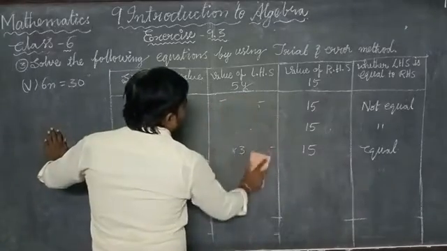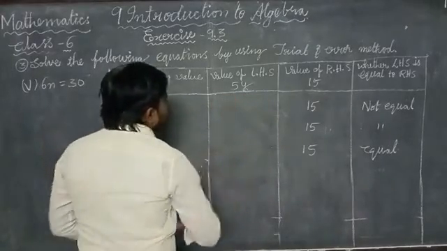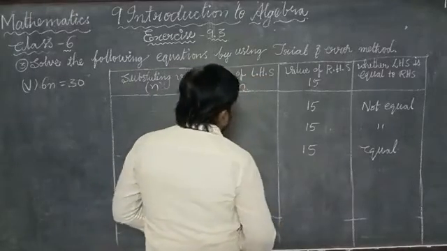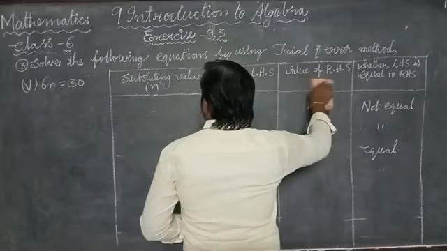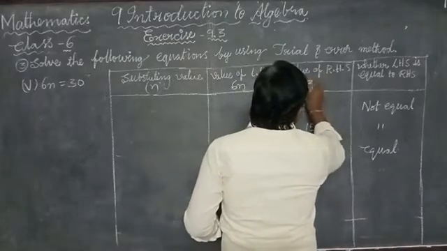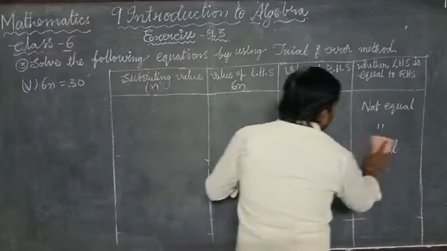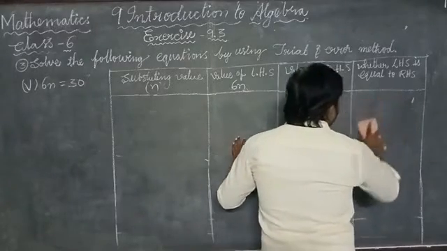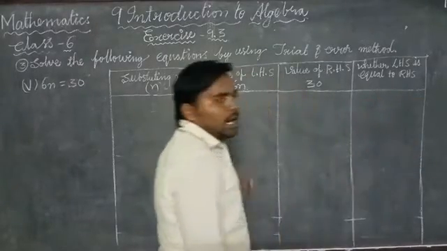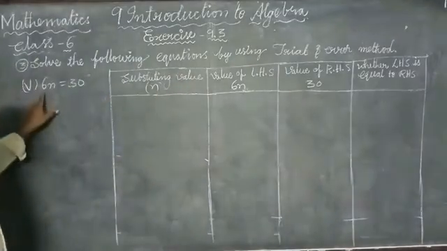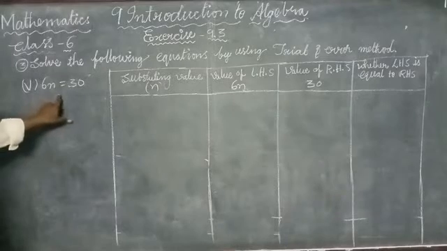The LHS part is 6n, and then the RHS part is 30. Now we have to check by assuming values of n to get the solution. Here is the given equation: 6n equals 30.